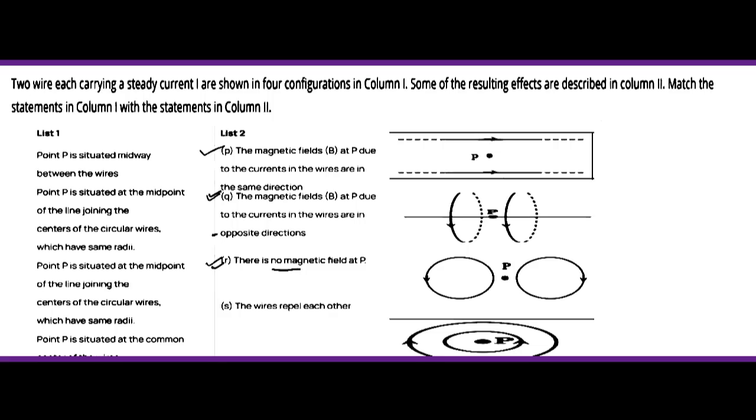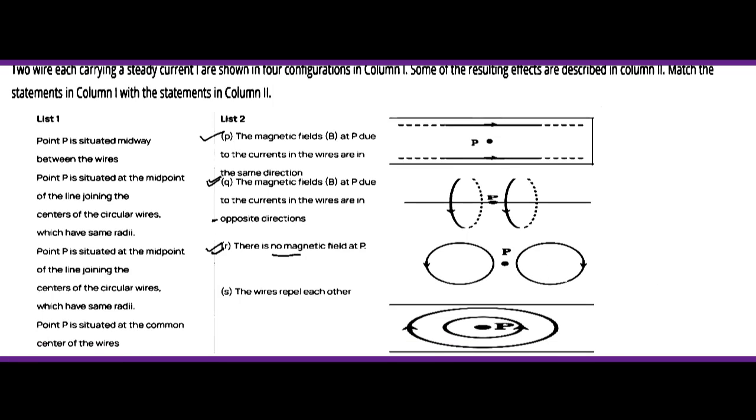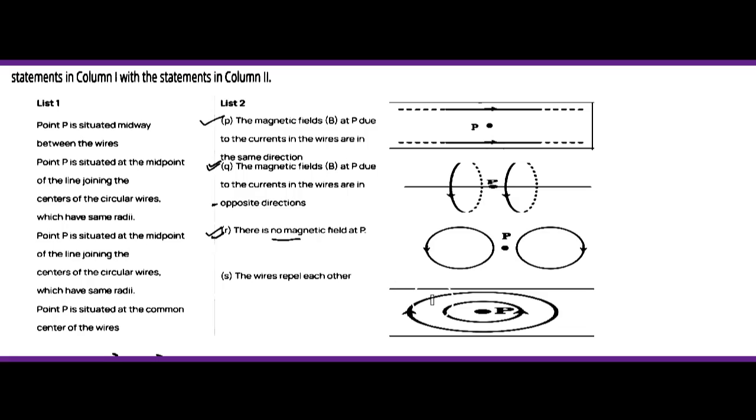So here the fourth configuration is given, that is point P is situated at the common center of the wires. As we can see, this is wire 1, this is wire 2, and between them is the point P, which is situated at the center of both wires. Now for this we also have the thumb rule.